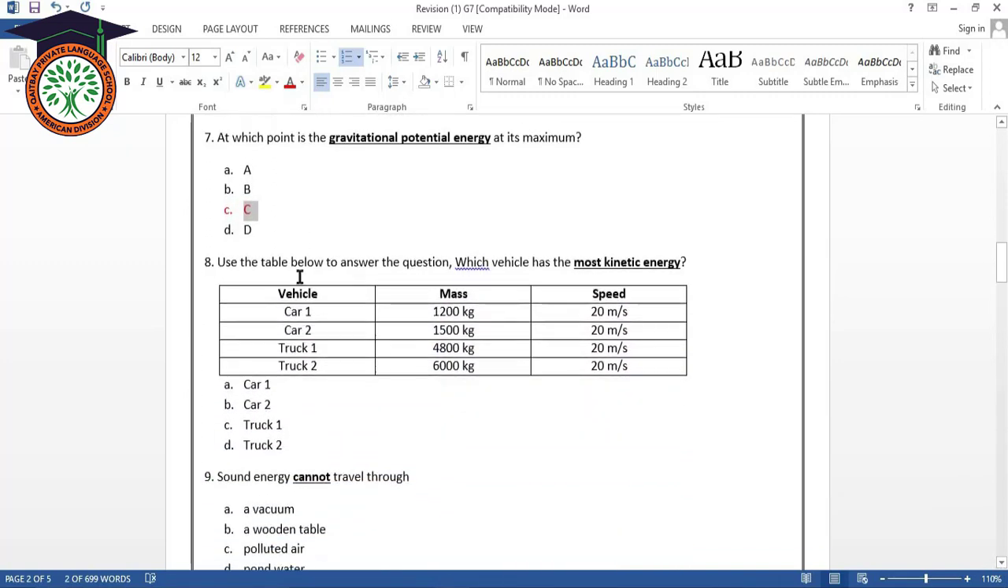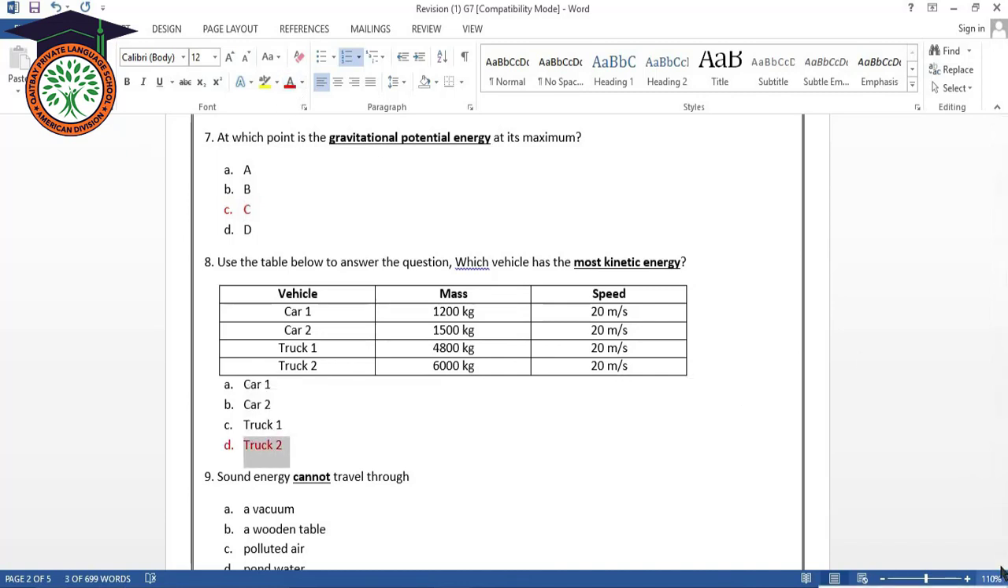Use the table below to answer the question: which vehicle has the most kinetic energy? We know that the two factors which affect the kinetic energy are the speed and mass. If we have here the same speed, we will look to the mass. If the vehicle has the greatest mass, it has the greatest kinetic energy. So the answer will be truck number 2, because it is 6,000 kilograms.